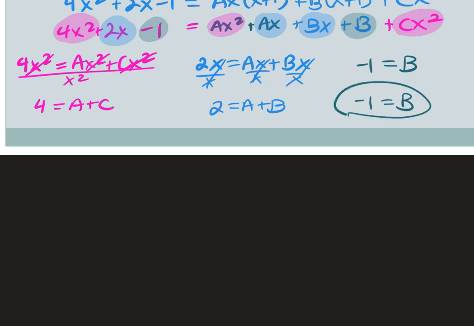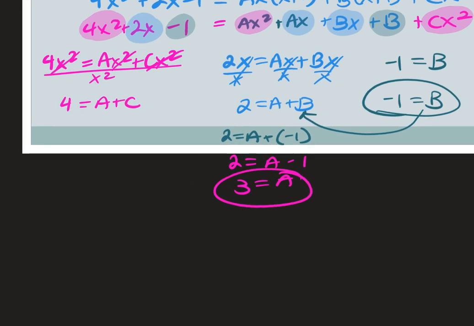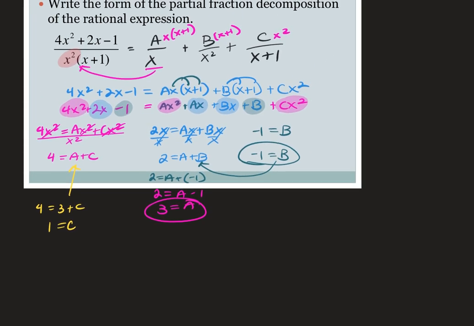So I know b, what can I do with it? I can plug it into this one, and I can solve for a. So 2 equals a plus a negative 1. 2 would equal a minus 1, and a would equal 3. Now I have a, so I'm going to take a and plug it into the first one. 4 equals 3 plus c, and c equals 1. And then I plug them back into the original fractions: 3 over x, plus a negative 1, so minus 1 over x squared, plus 1 over x plus 1.